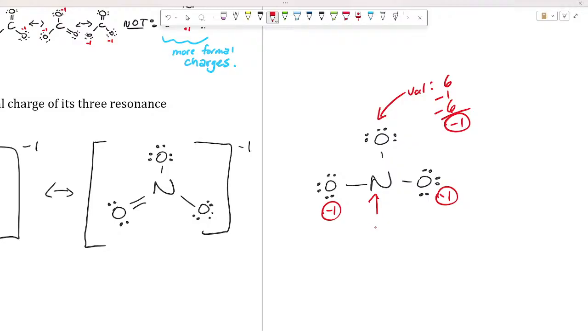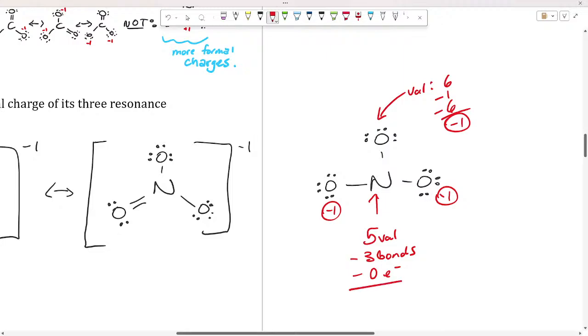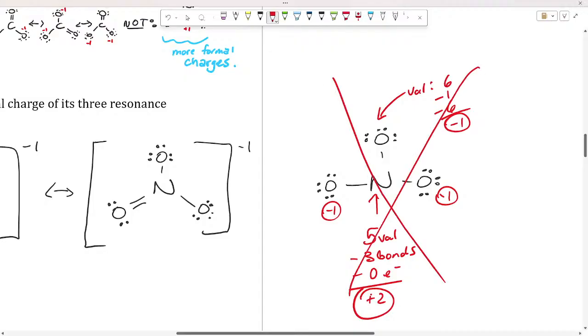Nitrogen has a valence of? It's making how many bonds? 3. How many lone electrons? For a charge of +2. That won't form. You'll never get something with a +2, right? Hypothetically possible, but in practice you will never see it. So we can exclude that structure. So there's only the 3 valid structures. Does that make sense? Okay.